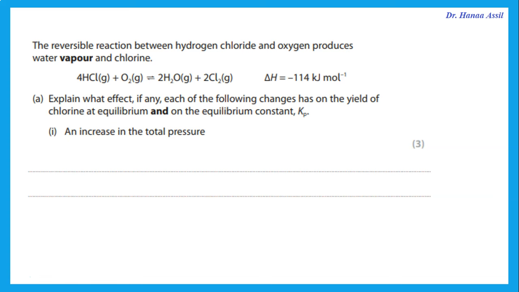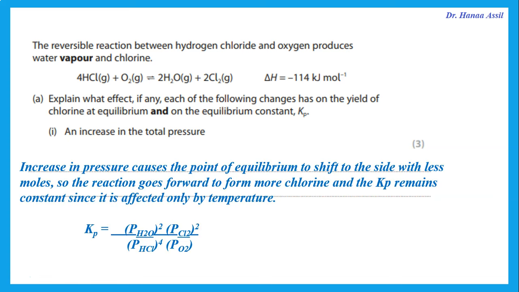Reversible reaction between hydrogen chloride and oxygen produces water vapor and chlorine. Explain what effect, if any, on the yield and equilibrium constants on increasing the total pressure. So if we have this reaction and we increase the pressure, what happens? Increasing the pressure, we said, goes to the side that gives less number of moles.